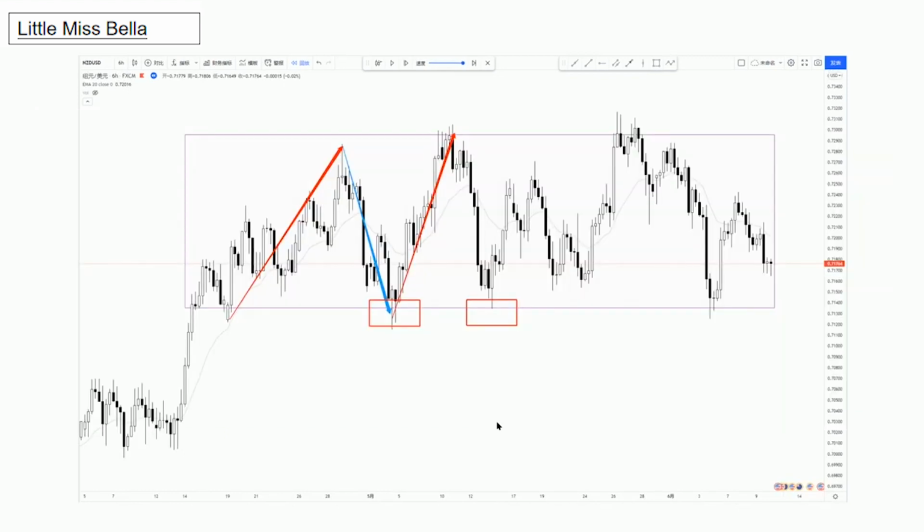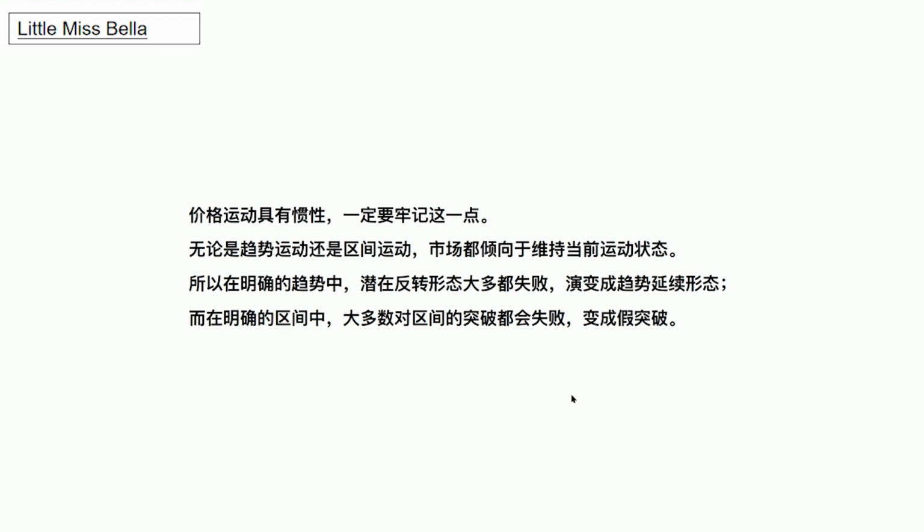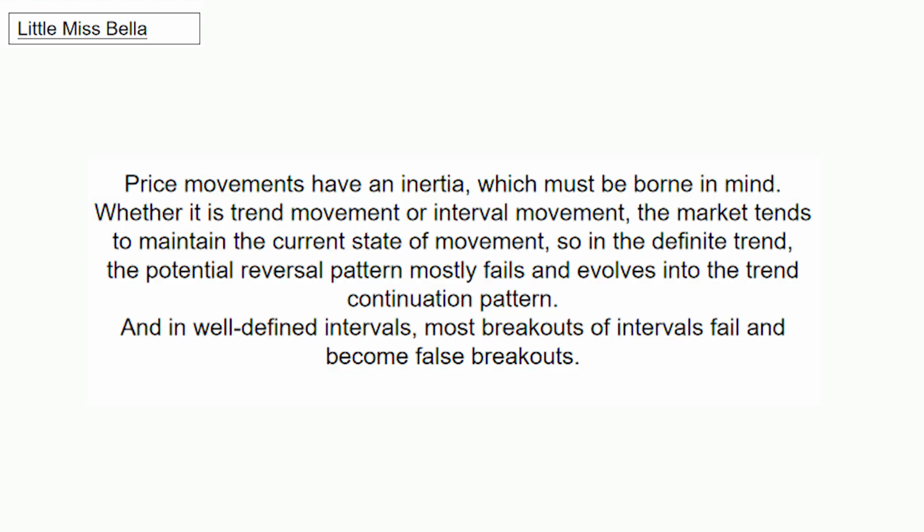That's very hard to come across in actual trading, really rare. Most intervals look like this, and they're irregular, and you have to make sure you understand that. So what's characteristic of a trading band is that price movements have inertia, and it's very important to keep that in mind for your chart reading and trading.